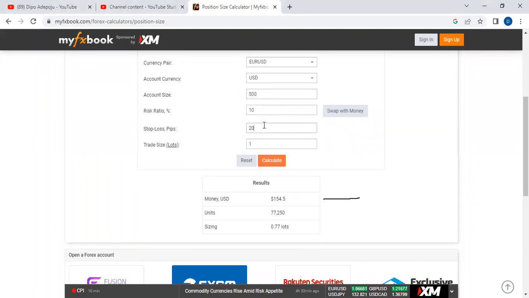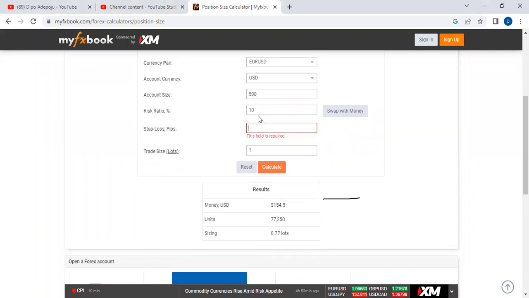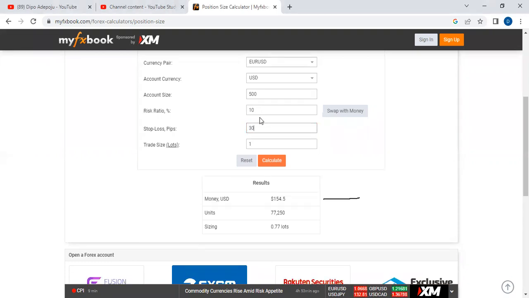I want to show you something. What if my stop loss is 30 pips? The only thing that will change is your lot sizing. The lot size will change, but the 30 pip stop loss does not really matter. Now look at this. It says on my next trade I should use 0.17, so I'm using 0.17 lot on my next trade.